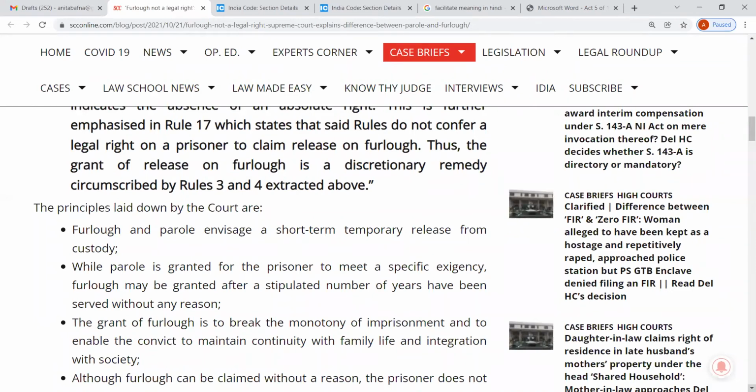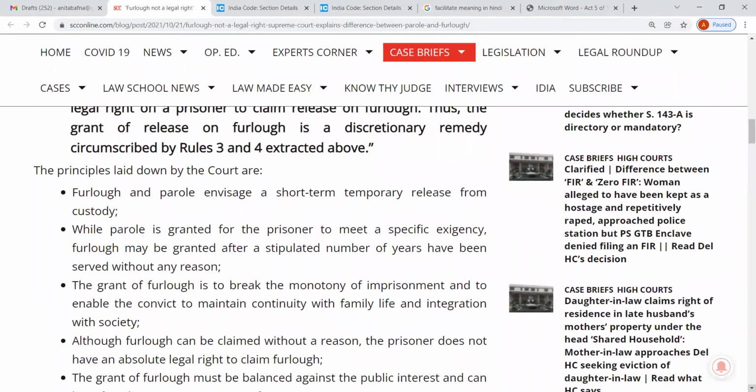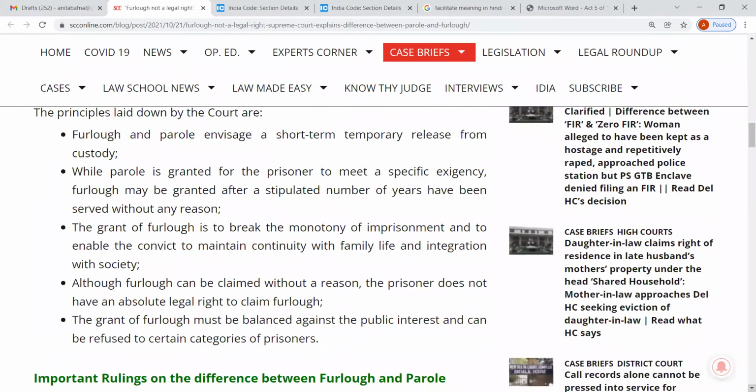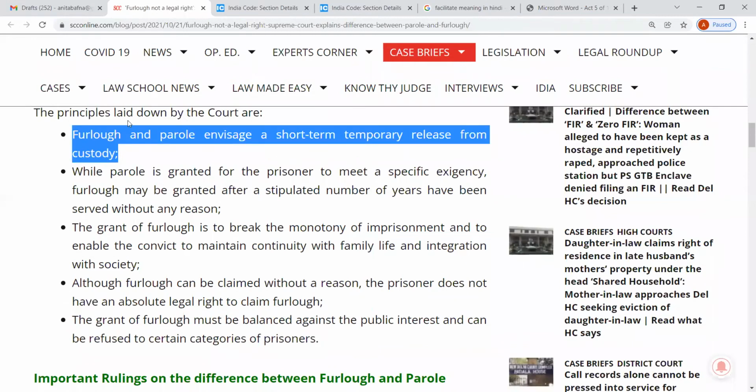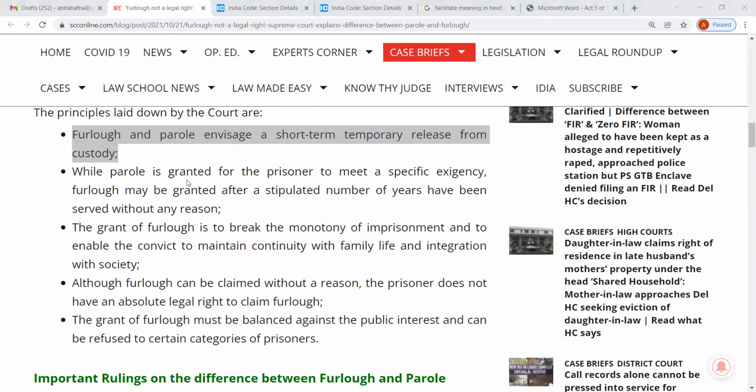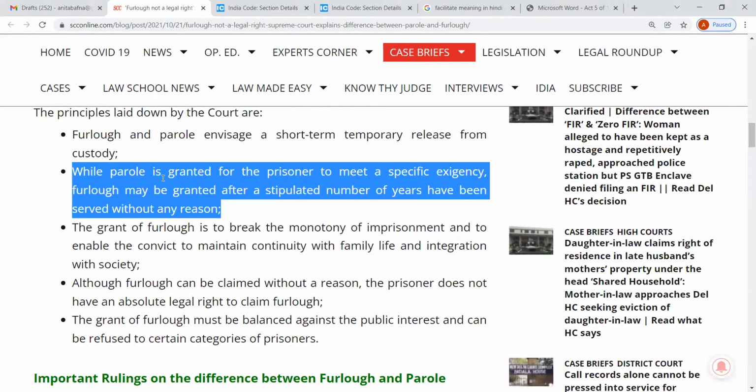The principles laid down by the court are: furlough and parole envisage a short-term temporary release from custody, while parole is granted for a prisoner. Wait. Read a little slowly. Now here I would like to say, these are the principles laid down by this court. Everybody here, please kindly pay attention. She's reading a very important piece. Furlough and parole, we say, are a short-term temporary release from custody of the prisoner. Start reading.